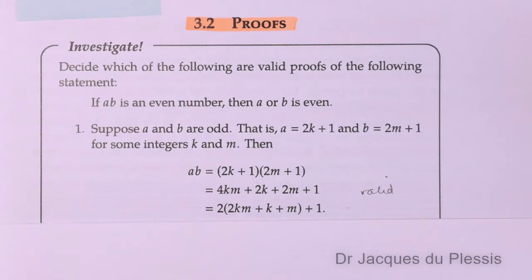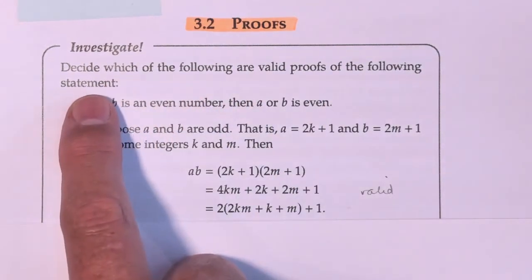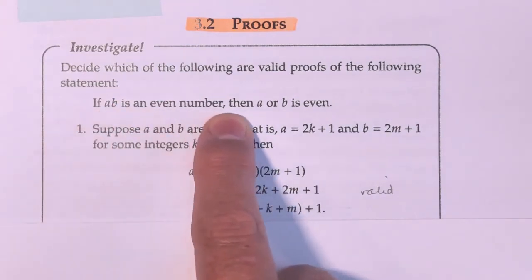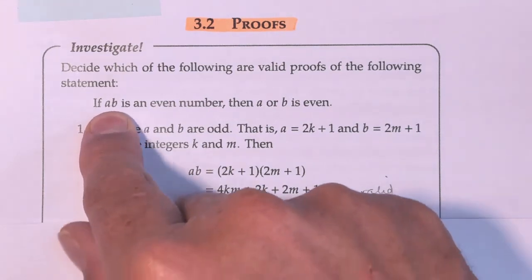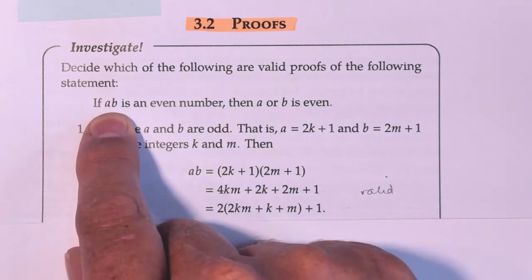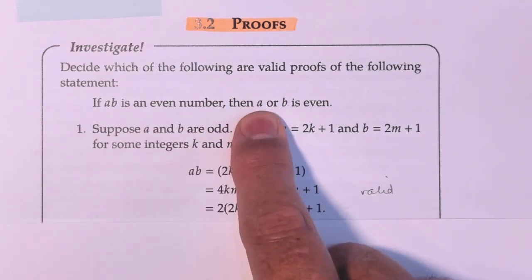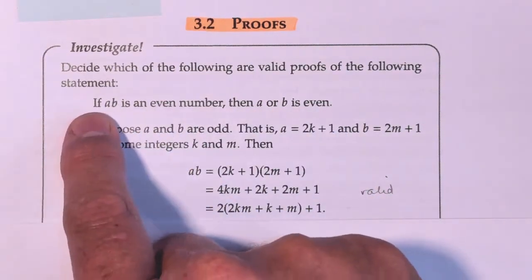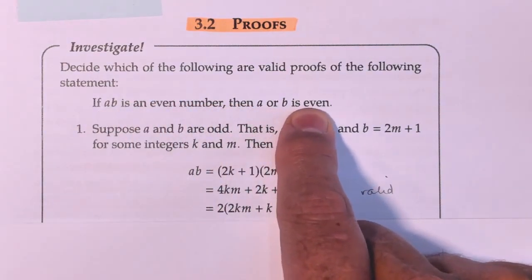So it says you decide which of the following are valid proofs of the following statement. If AB is an even number, now AB, folks, means the product of A and B. It's not 21, A is 2 and B is 1. It's a product of two integers. Then A or B is even. If this is an even number, then A or B is even. Well, let's see.